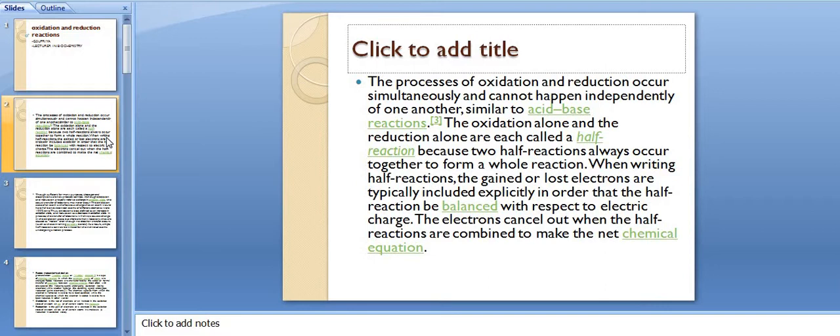The oxidation alone and the reduction alone are each called a half reaction, because two half reactions always occur together to form a whole reaction. When writing half reactions, the gained or lost electrons are typically included explicitly in order that the half reaction be balanced with respect to electric charge. Electrons cancel out when the half reactions are combined to make the net chemical equation.